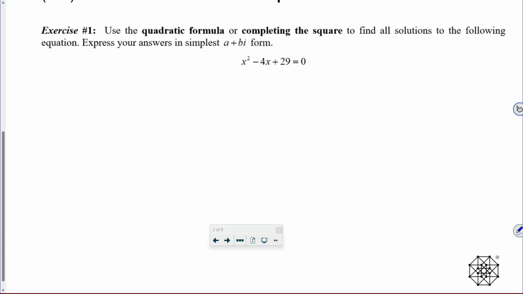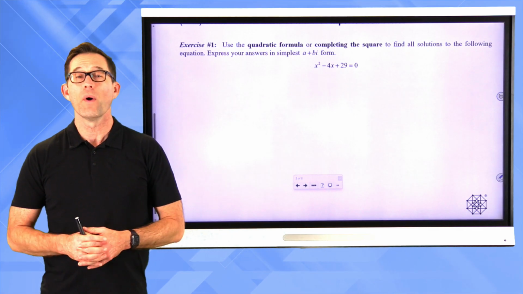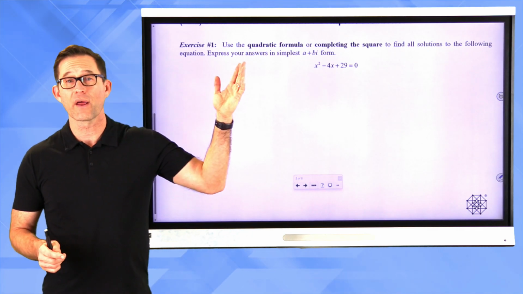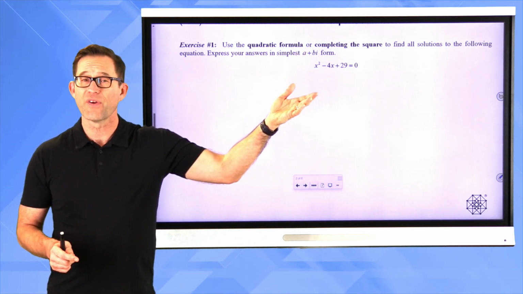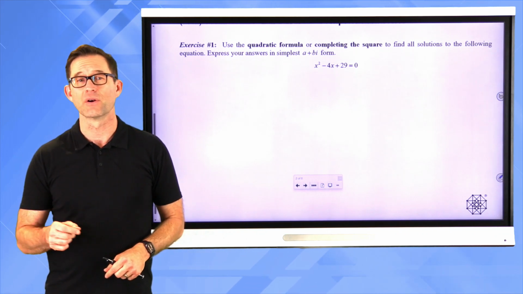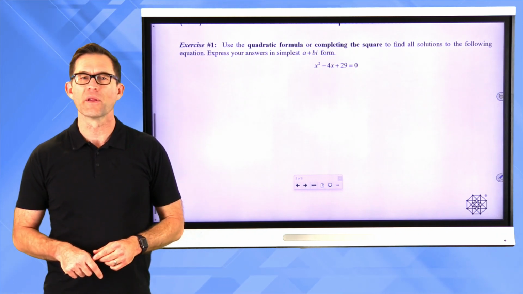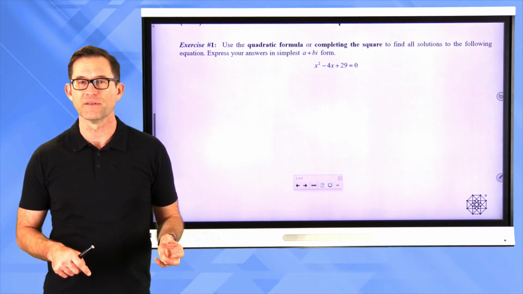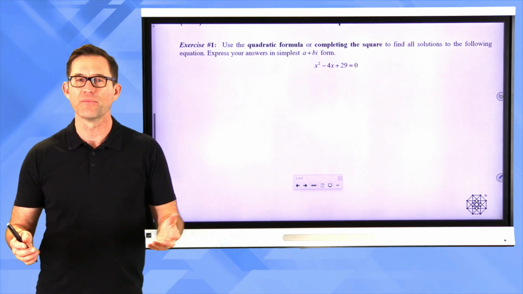Exercise number 1. Use the quadratic formula or completing the square to find all solutions to the following equation. Express your answers in simplest a plus bi form. Well, truly, whether you use the quadratic formula or completing the square, it's fairly easy to solve this. In fact, I would almost claim that completing the square is faster. But I think we'll start by using the quadratic formula since we were just talking about that discriminant piece. So let's take a look and do this problem together.